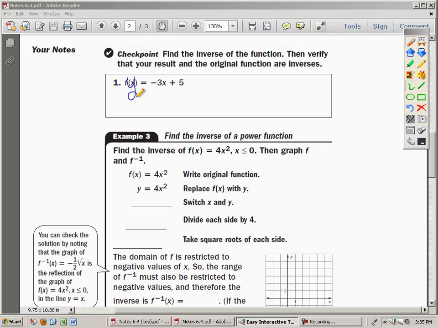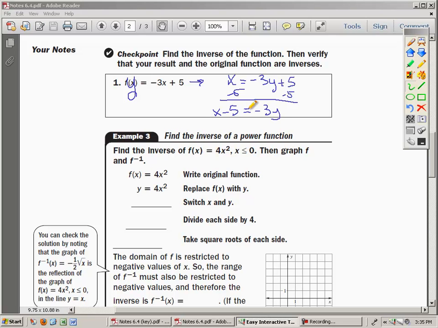All right, so to write the inverse of this function, it says y equals negative 3x plus 5. To write the inverse of that, we then interchange the x and the y. So x equals negative 3y plus 5. Now to solve that for y, we would take 5 away from both sides. And I get x minus 5 equals negative 3y.